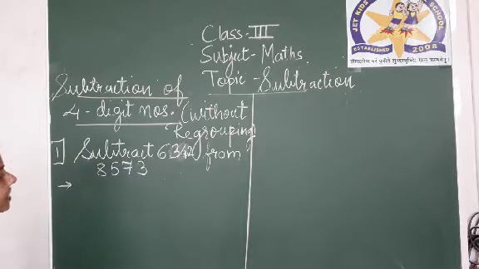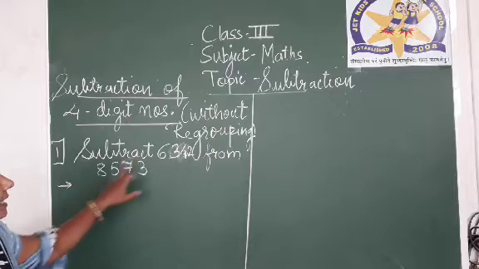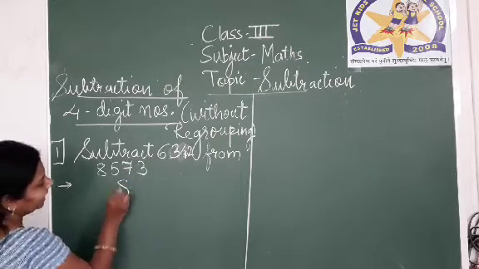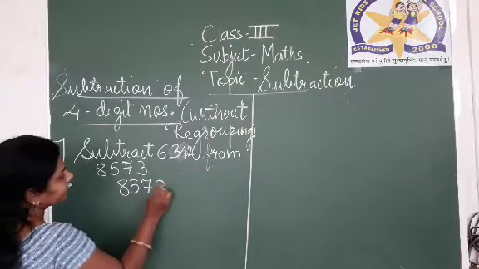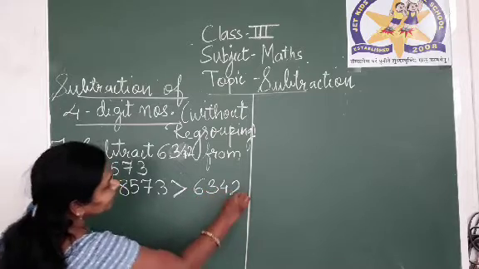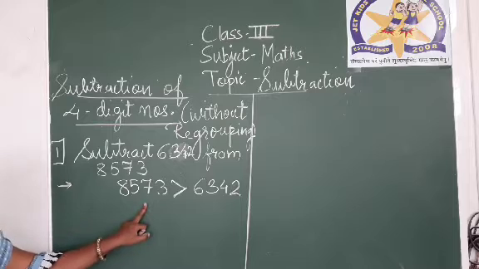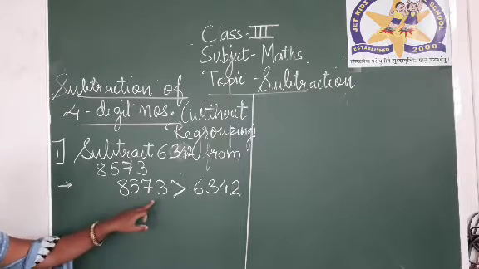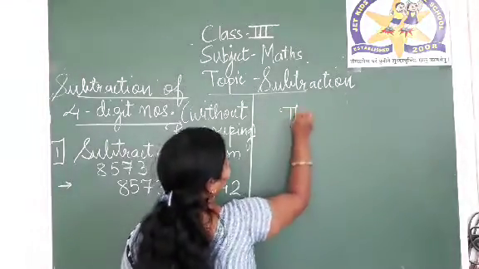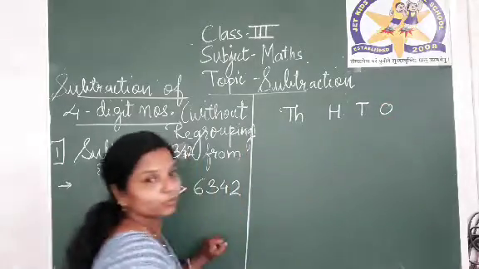Now look here, students. First we know that 8,573 is greater than 6,342. That means we have to subtract the smaller number from the greater number. Now both are 4-digit numbers, so what will be the first step? Arrange them in the columns of thousands, hundreds, tens and ones.